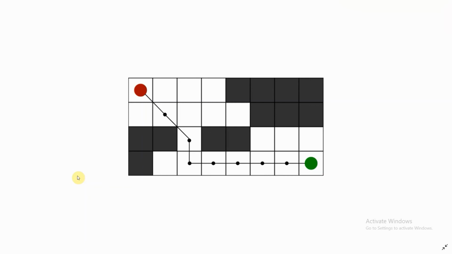But what about the heuristic numbers? Consider this case where we need to measure the predicted distance of this box from the goal. We can always do that using the Euclidean distance. Since Euclidean distance gives us the straight line distance, our heuristic will always be less than the actual length. Such a heuristic function is called an admissible heuristic.